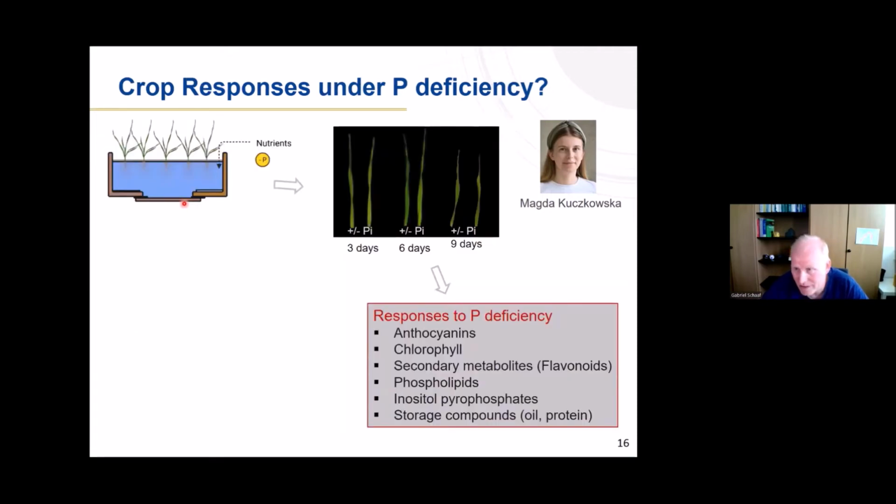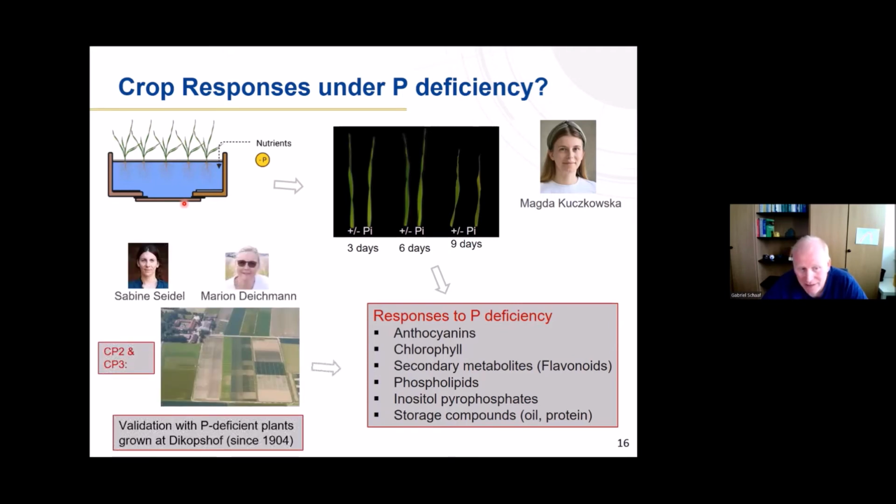So then also, and this is also done by Magda and already started, she started with these experiments already, hydroponic cultures, plus minus phosphorus, for certain days, and then basically investigate the responses to P deficiencies with respect to the metabolome. And here there will be anthocyanins that will be measured, chlorophyll, secondary metabolites such as flavonoids, phospholipids, inositol pyrophosphates, these signaling molecules, storage compounds, oil, protein, and a number of more molecules that I'm not going to mention here.